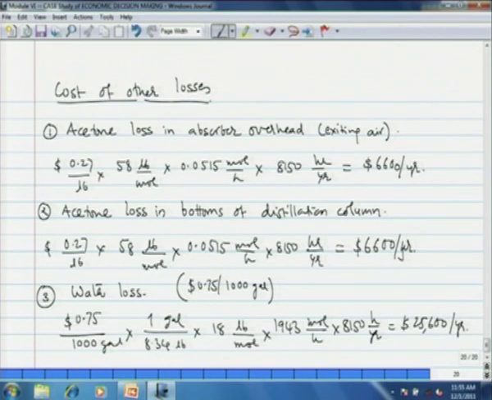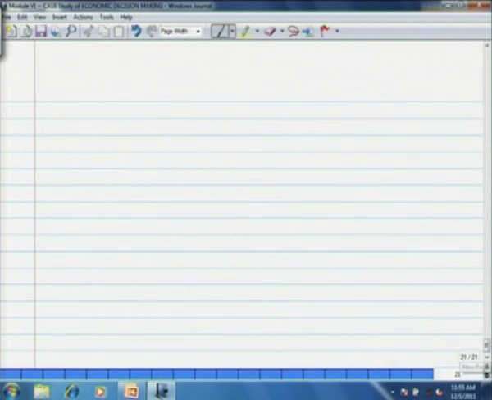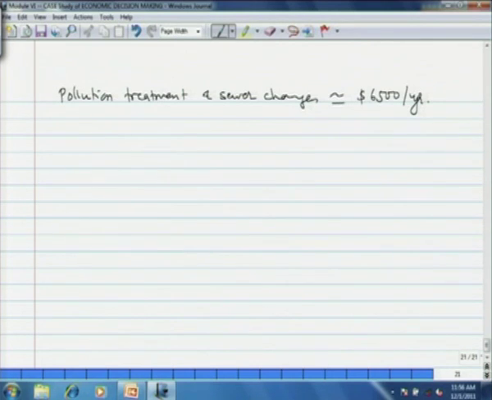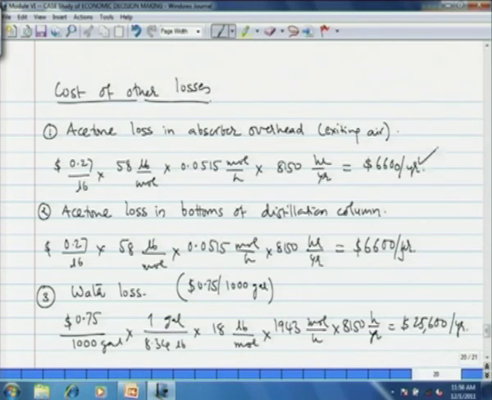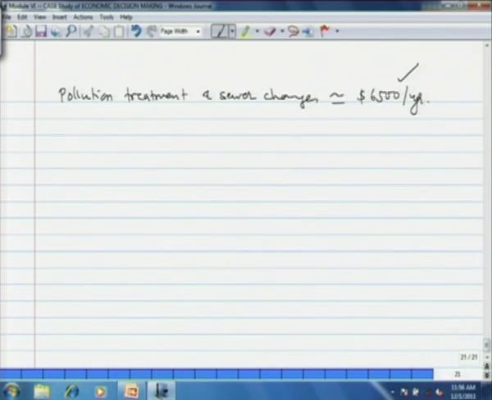So, those are also not going to be much, those are likely to be of the order of about $6,500 per year. To that point we note pollution treatment and sewer charges, both are likely to be in the range of $6,500 per year. So, what we can see from this analysis is that all of these figures are much smaller than the cost of acetone that is recovered from the process, which was estimated at about $1.4 million, and therefore, we can go ahead with the design.